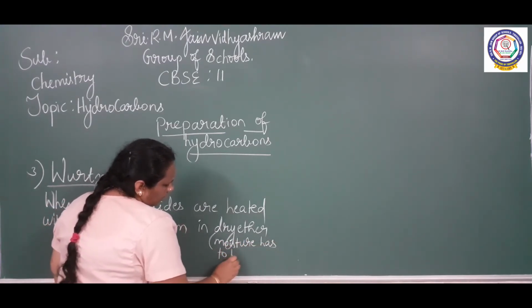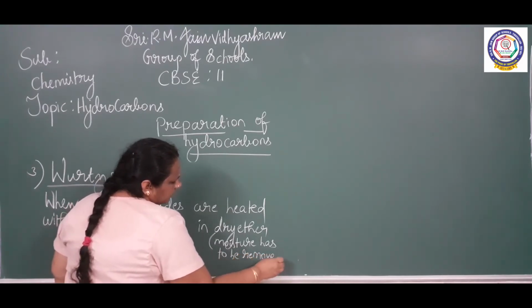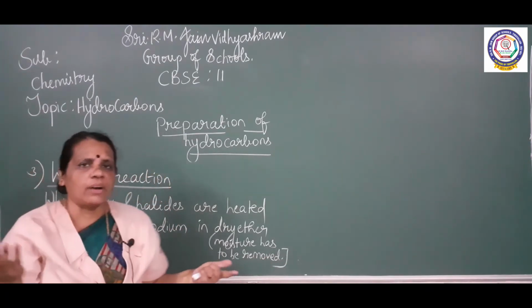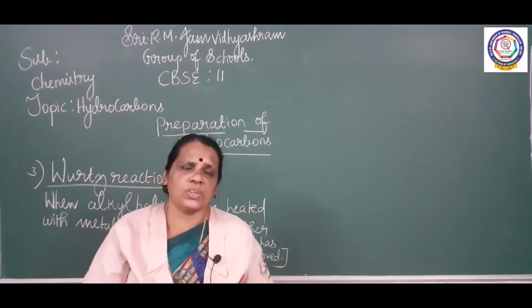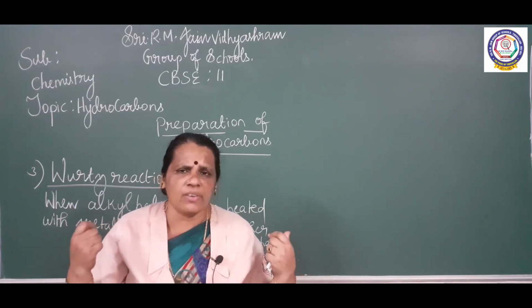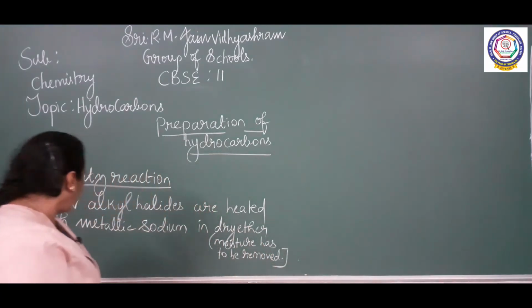Moisture has to be removed from ether, so it should be dry. Otherwise, what will happen? The reaction will explode. There may be a possibility of explosion in the reaction. So, to avoid that, the reagent should be dry. What is the reagent we are using here? Dry ether. So moisture has to be removed. So what is that actually?